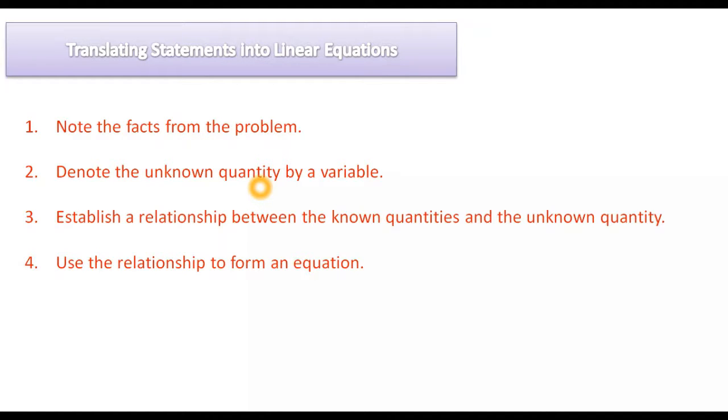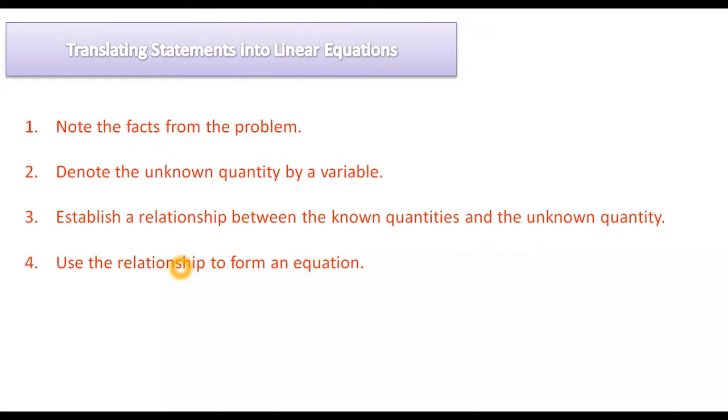Then step number 3 is to establish a relationship between the known quantities and the unknown quantity. Now the next step is that you have a known quantity and an unknown quantity which you denoted by a variable. Now make a relationship between that variable and the known quantity, and then use that relationship to form an equation.